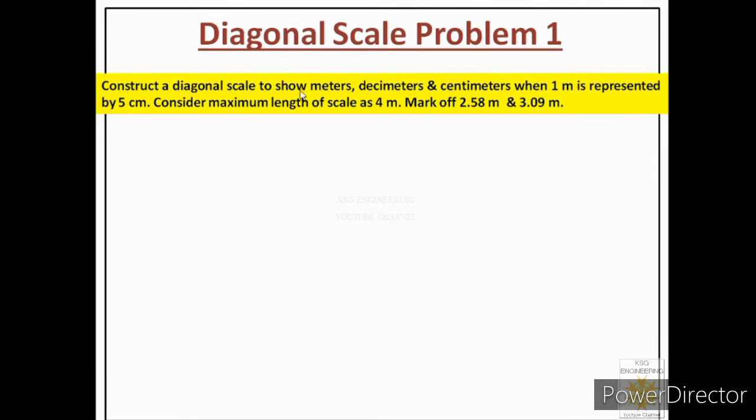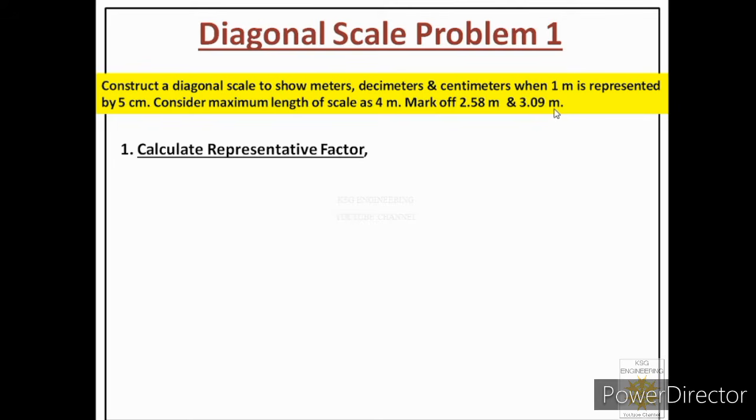Construct a diagonal scale to show meters, decimeters and centimeters when 1 meter is represented by 5 centimeters. Consider maximum length of scale as 4 meters, mark of 2.58 meters and 3.09 meters. As we know that if we have to solve any problem related to scales, the very first step is we have to calculate RF of the problem, means we have to find representative fraction. So let us perform that step first for this particular problem as well.